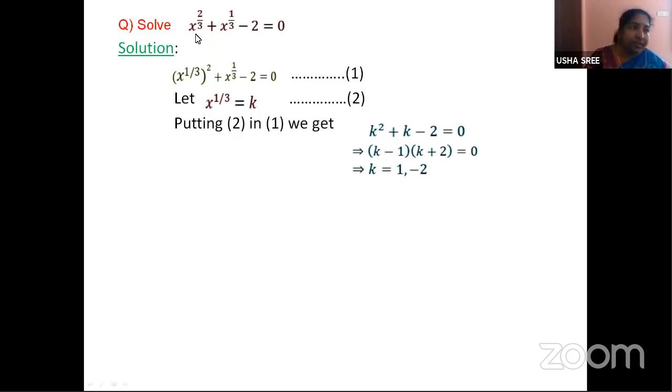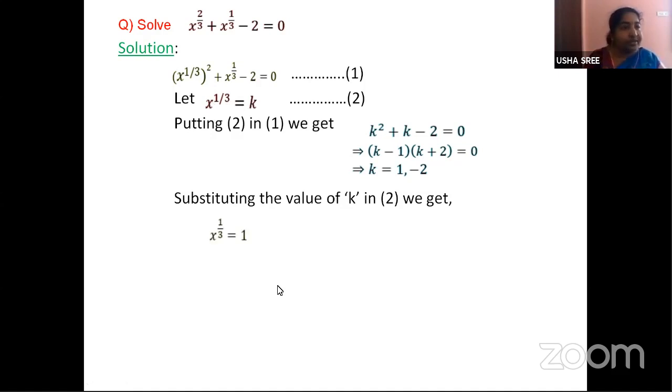Now, if you observe your equation once again, your given equation is in the form of x, but we are finding out the value of k, isn't it? Now, this k value, when you substitute in equation number 2, we will get the value of x by substitution. Now, substitute the value of k in equation 2, children. In the place of k, when I substitute 1, what am I going to get? x power 1 by 3 is equal to 1, isn't it? And if I substitute minus 2, it will be x power 1 by 3 is equal to minus 2.